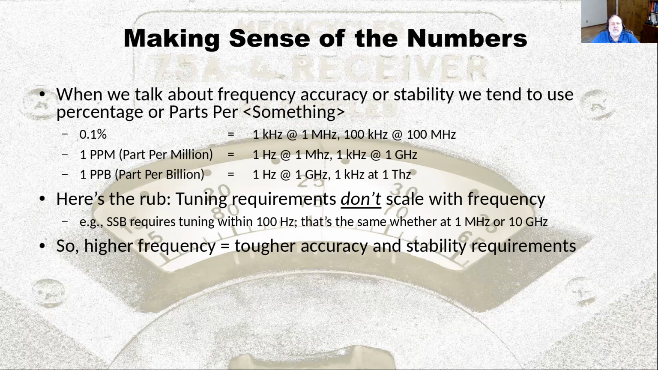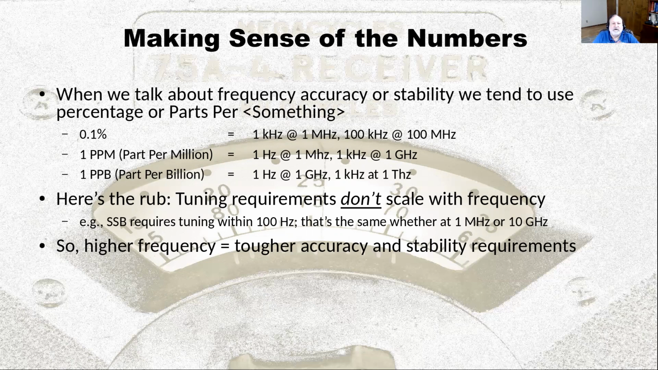0.1% means 1 kilohertz at 1 megahertz or 100 kilohertz at 100 megahertz. 1 part per million is a hertz at a megahertz or a kilohertz at a gigahertz. 1 part per billion is a hertz at a gigahertz or a kilohertz at a terahertz. So the higher the frequency, the larger the span that that number could represent.